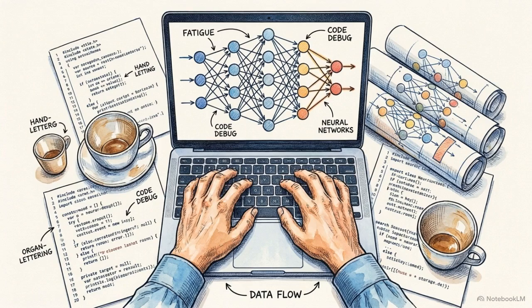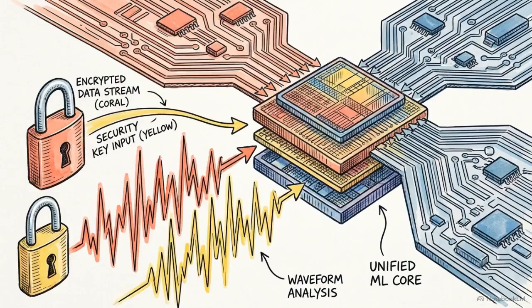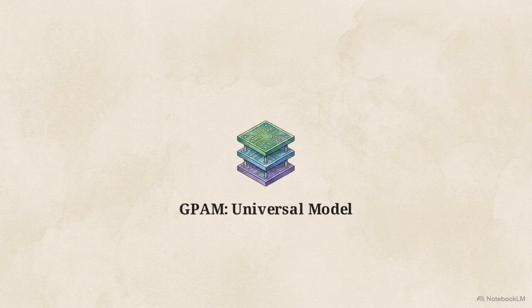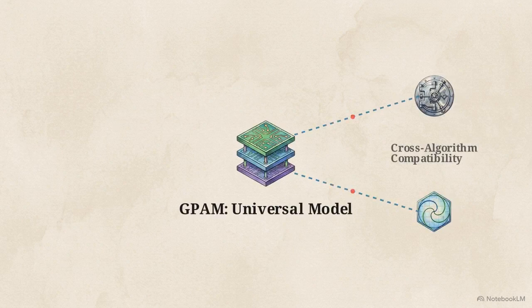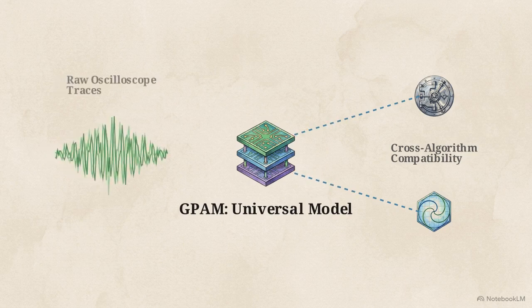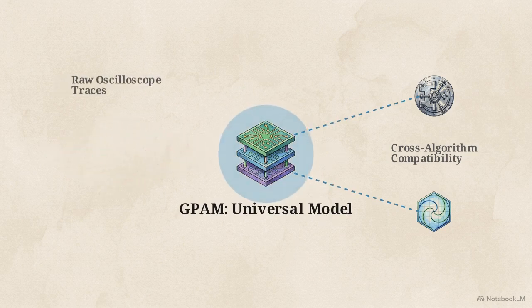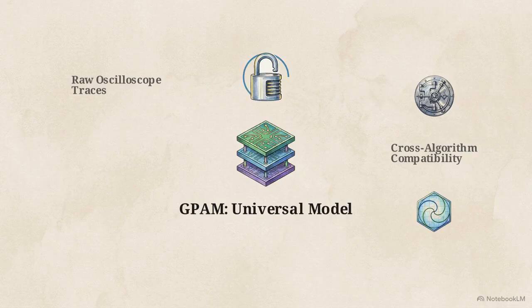It is incredibly labor-intensive. To solve this, researchers developed the Generalized Power Analysis Model, or GPAM. GPAM proves that a single deep learning architecture can automatically recover keys from multiple algorithms, like AES and ECC, and varying hardware countermeasures, directly from raw, unaligned oscilloscope traces.